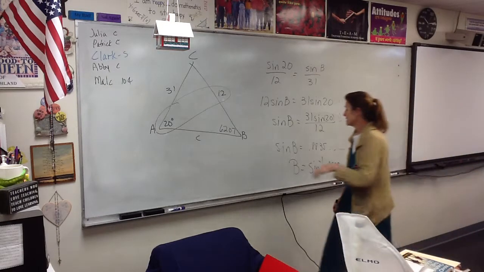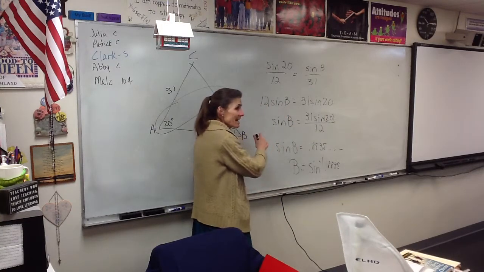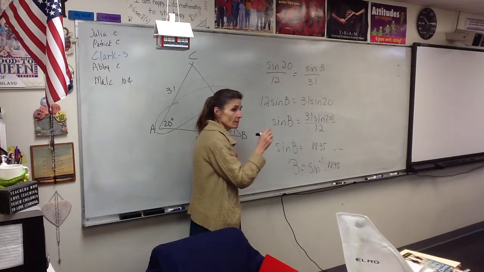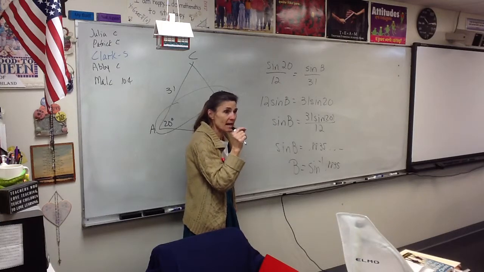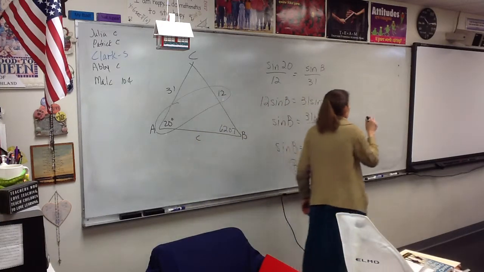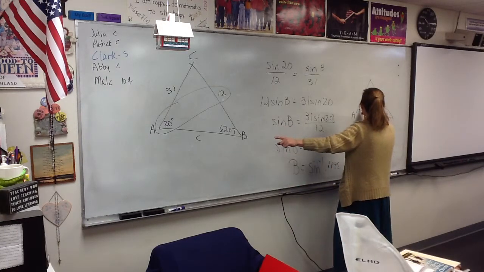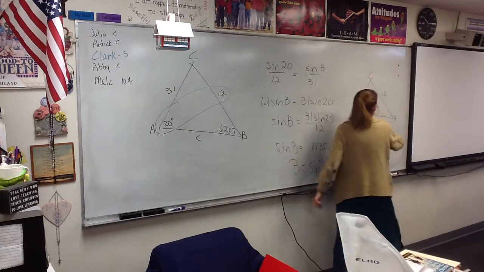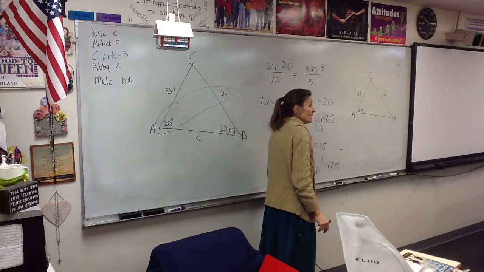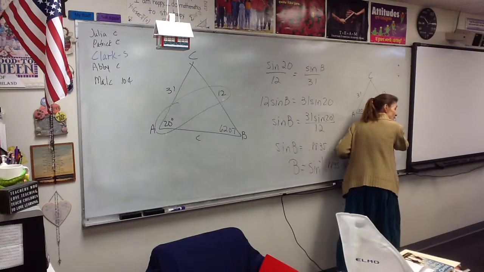When you use the law of sines to find an angle, you must go over to the side and redraw your given information. There's my given information. And then put the supplement of the answer you got on your calculator in this spot.